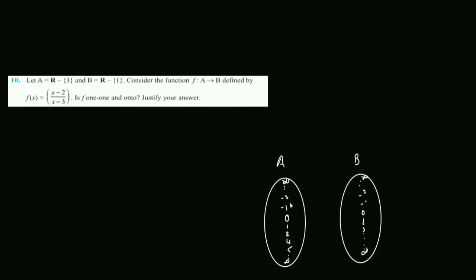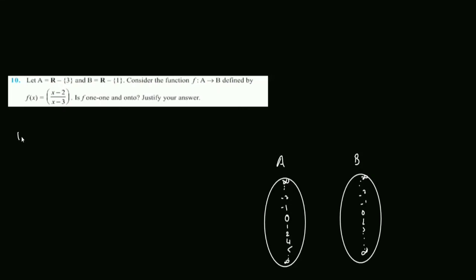So it is 1 to 1 only because any number you take except 3 is not there. When I put x is 3, the function is not defined, isn't it? x is 3 will give you 0 in the denominator. So A is R minus 3. The function is defined everywhere except 3. So that means it is 1 to 1. Different elements you take, different images you get.